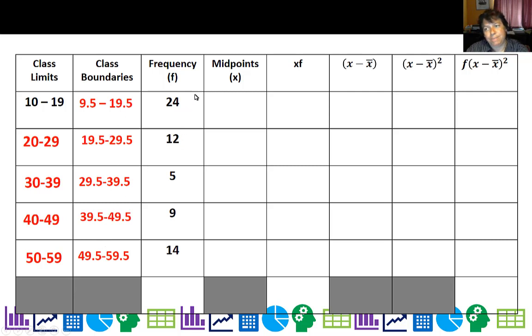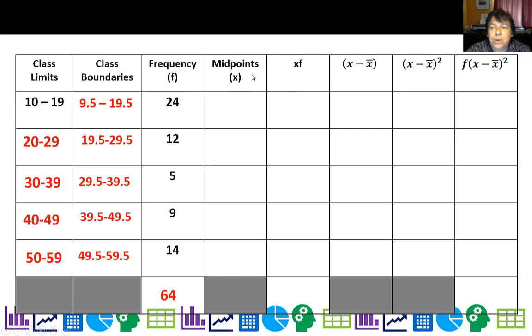Now I have my frequencies. And I could do this trick right here where I'm going to multiply my frequencies times a number for my class limits, but should I use 10 or should I use 19? 10 is probably going to be too low. 19 is probably going to be too high. What would be a good compromise?